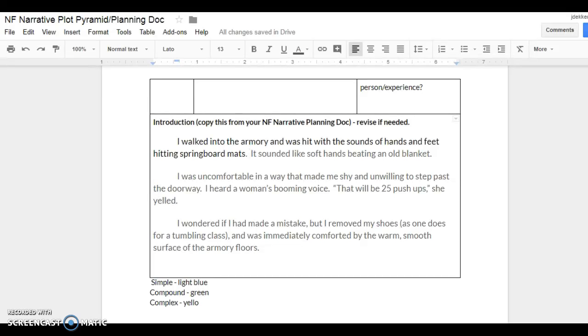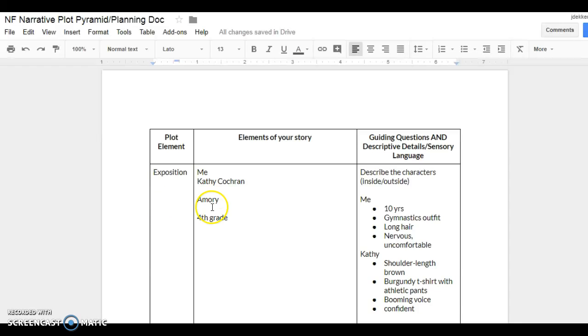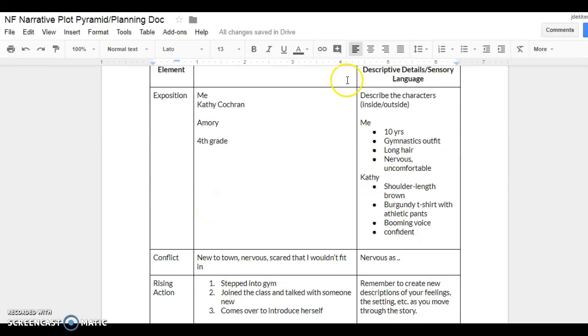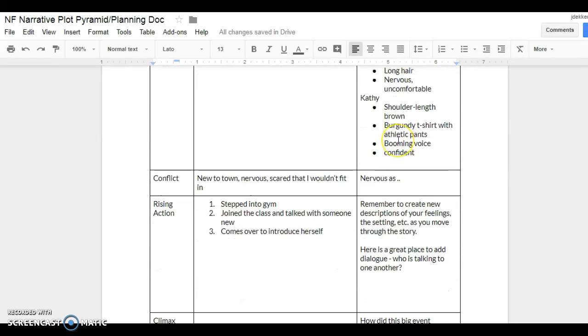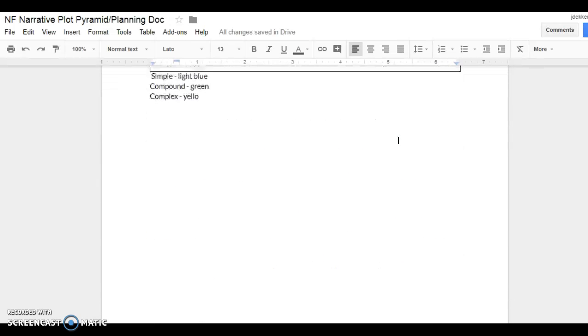Today we're going to talk about our introductions and we are going to examine them for sentence structure. And so you can see I have my nonfiction narrative plot pyramid planning doc pulled up, so that's the one that we're going through each one of the plot pyramid elements, and we're using descriptive details and sensory language to plan out what we are going to write.